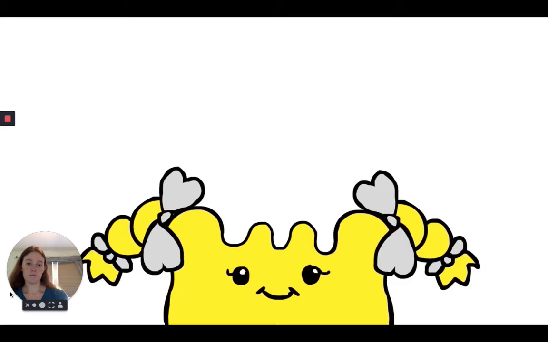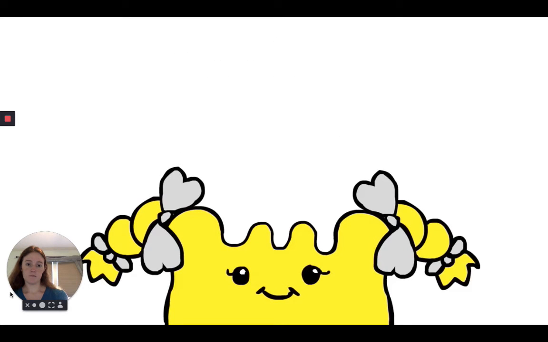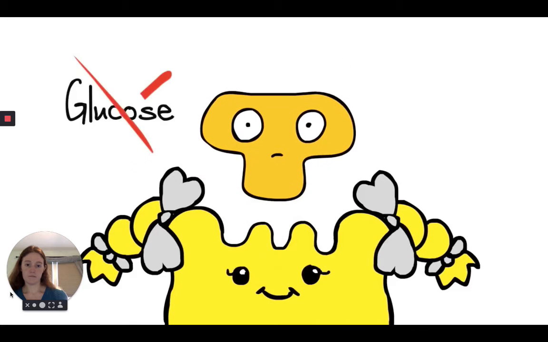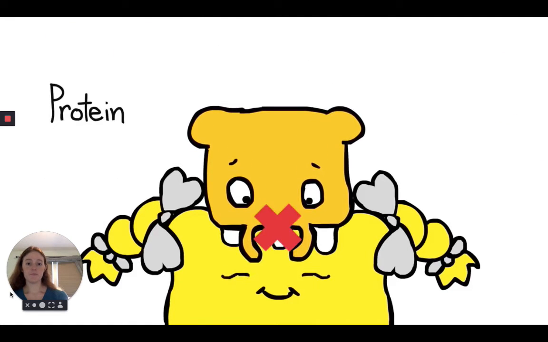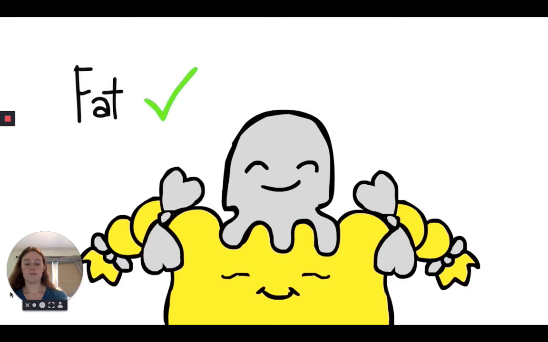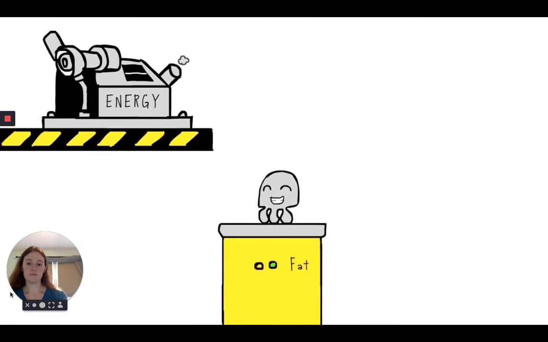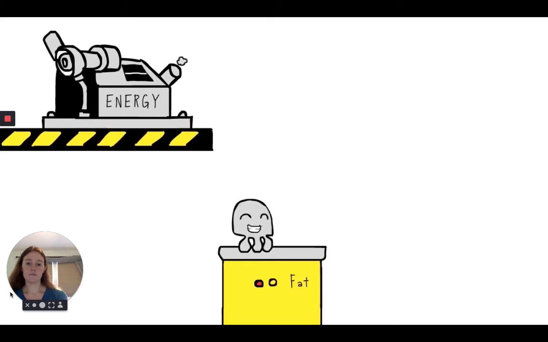Let's look at the case of lipase enzyme, which breaks down fats. Molecules like glucose and proteins cannot fit into the active site of lipase. Only fat cells can bind to the active site because they have the right shape. This ability to act on just fat cells is very important for lipase. Lipase converts fats into energy.